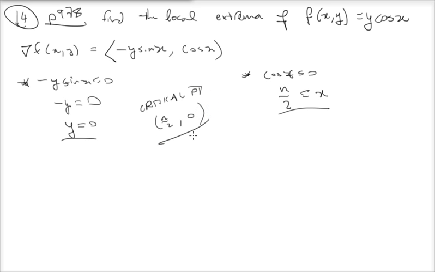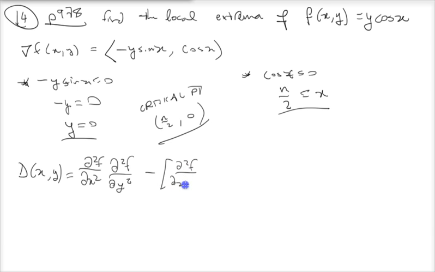And now we need to perform our second derivative test to see what kind of critical point this is. So we're going to get our general formula for our little d equation, so d in terms of x, y, and that's going to be the second partial of f with respect to x squared times the second partial of f with respect to y squared, minus the mixed second partial with respect to x and y, or you could do the other way around as well, and all that squared.